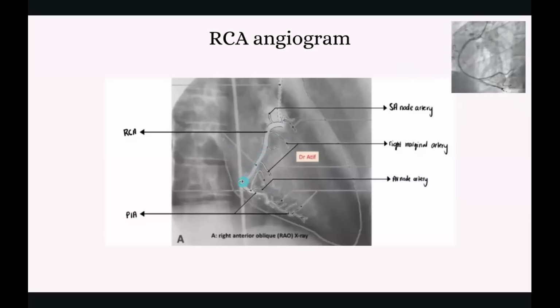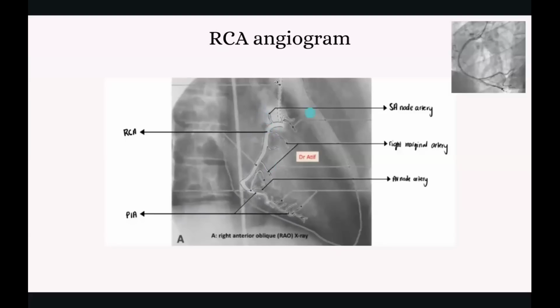So it goes a long way as the main branch, and then it gives off the PIA. So you can think of the right coronary as like the length of the L, and then PIA is like the base. So this is the length of the L, and then the base of the L is made by PIA. And then you have the other branches.